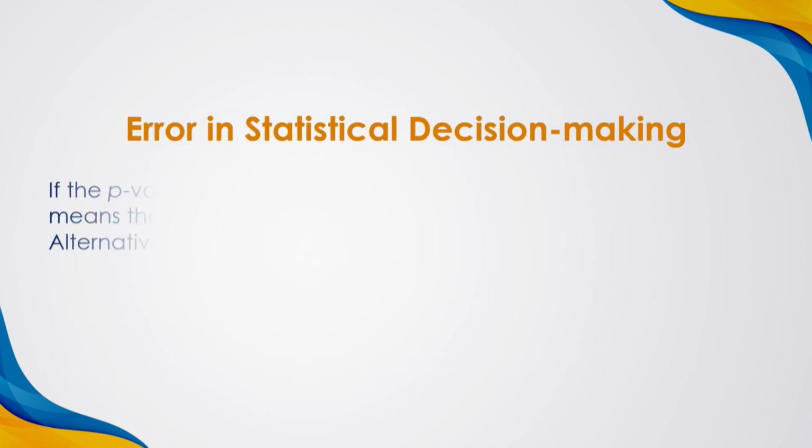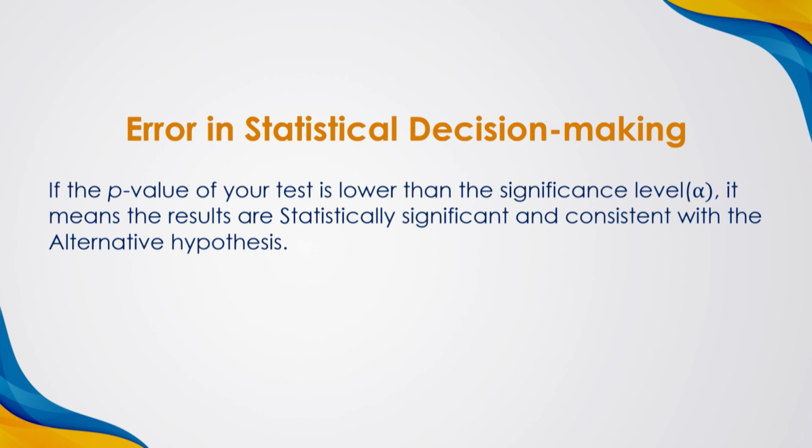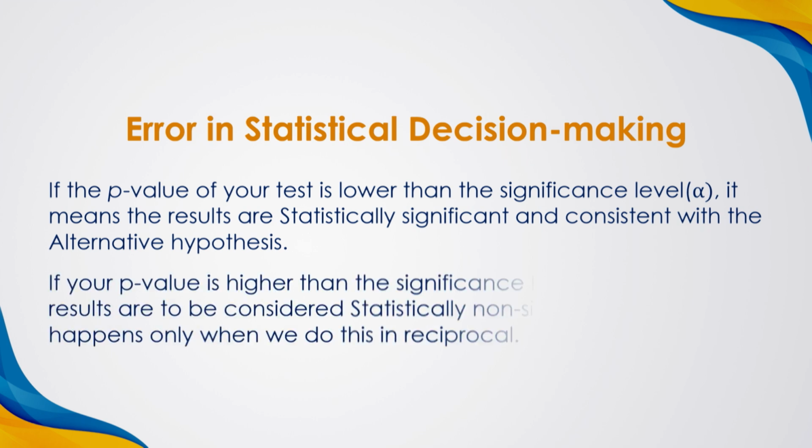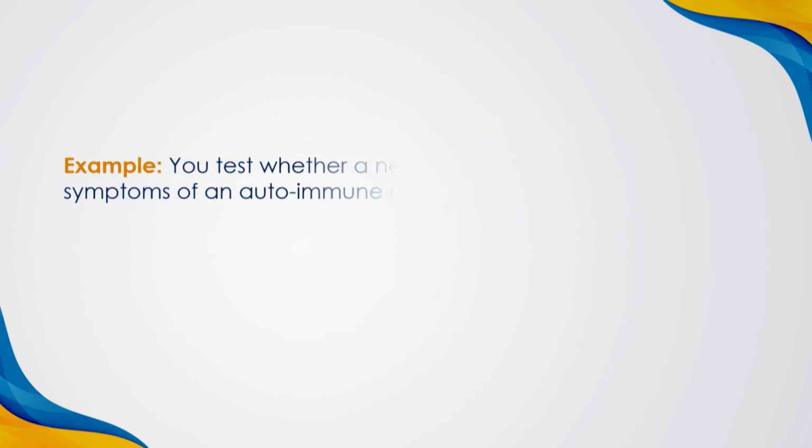Error in statistical decision making. If the p value of your test is lower than the significance level alpha, it means that the results are statistically significant and consistent with the alternative hypothesis. If your p value is higher than the significance level alpha, then the result ought to be considered statistically non-significant. Errors happen only when we do this in reverse.